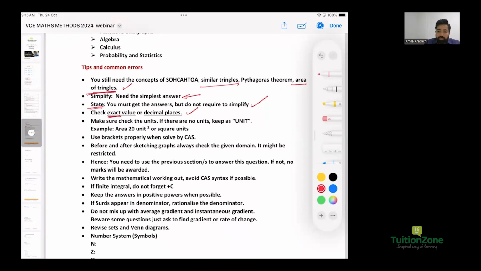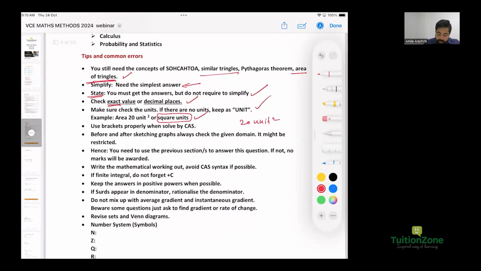The next one, units. If you don't have units given, always say "units" or "units squared". For example, sometimes you get questions like areas under the curve, maybe approximate areas, and there are no units given. You can always say, maybe, 20 units squared, or write it in words like this.